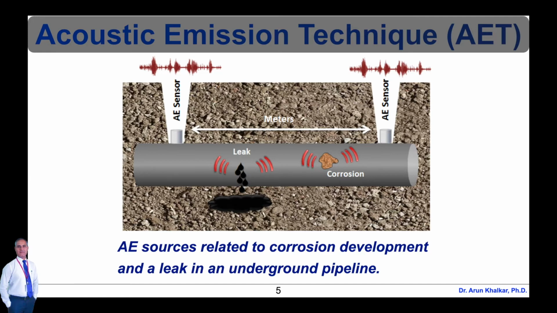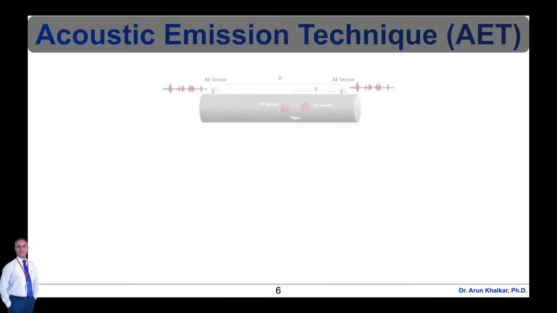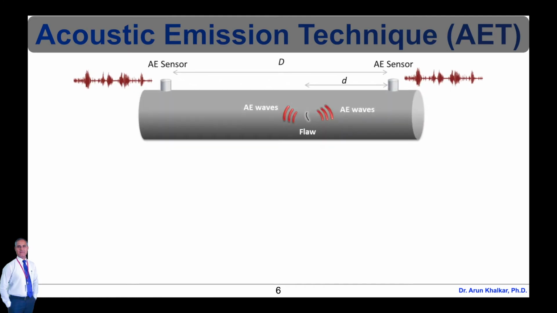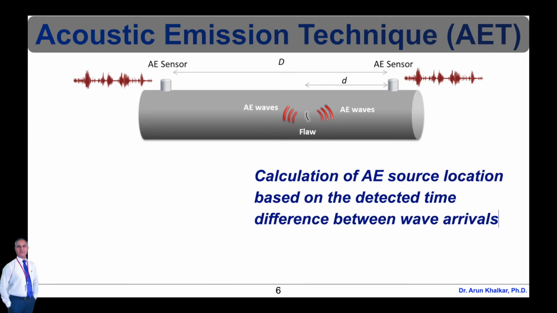Acoustic emission testing is also applied for inspection of high pressure and temperature piping systems during their normal operations. As shown in this figure, acoustic emission sources related to corrosion development and a leak in an underground pipeline are shown. The calculation of acoustic emission source location, based on the detected time difference between wave arrival at the sensors and known wave velocities, is shown in this diagram.